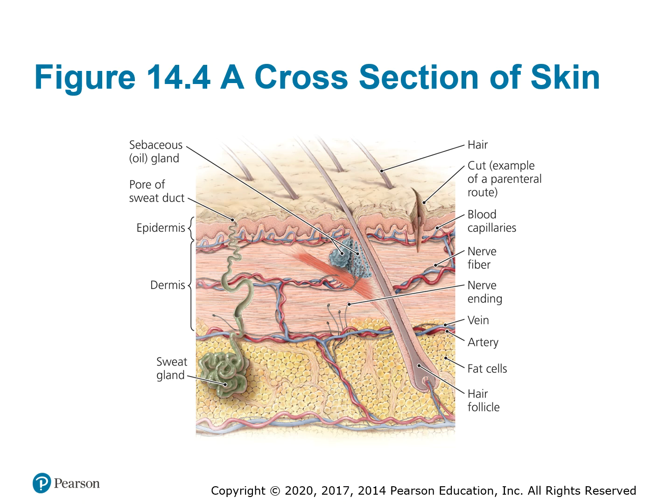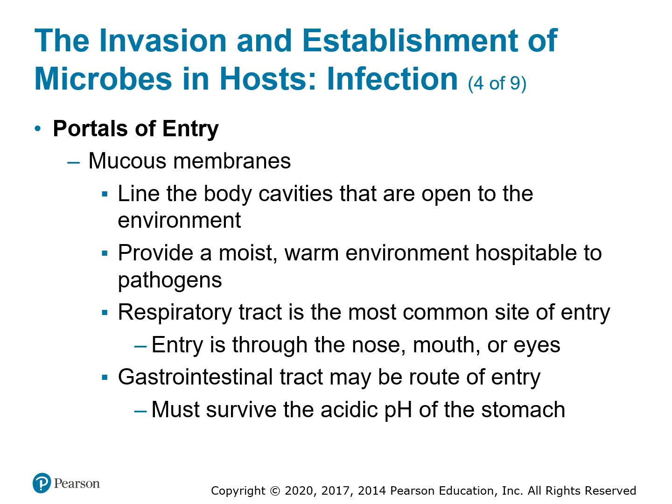by microbes. Your mucous membranes, these are going to line body cavities that are open to the outside world. So they provide a moist, warm environment that unfortunately microbes actually really like. So your respiratory tract is the most common site of entry. Entry is through the nose, the mouth, or through your eyes. The gastrointestinal tract may be a route of entry as well. It is hard for most microbes to survive the acidic pH of your stomach, but there are some that can tolerate that.